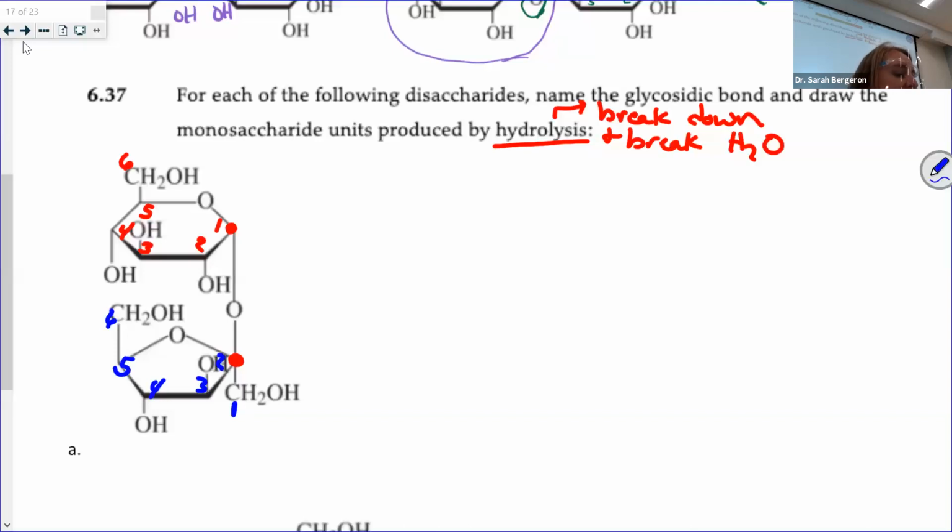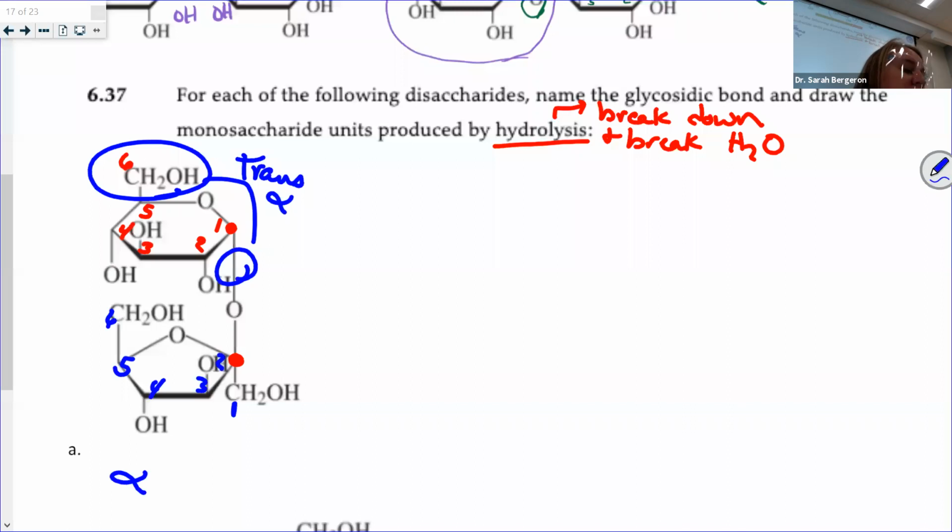Okay, so let's name this linkage. Tell me about my red, the one that I did with the red numbers. Cis or trans? It's trans, so this and this are trans. So is that alpha or beta? Alpha, so we call this alpha. And then tell me about the carbon numbers. 1 to 2, but I'm going to tell you that's not quite enough. There's something unique about this molecule. Anybody figure it out? Something different about it.